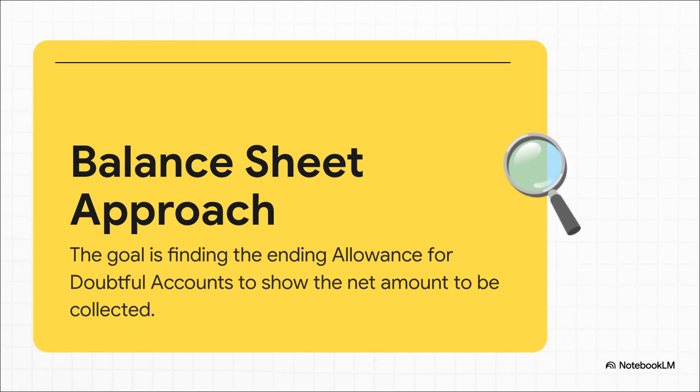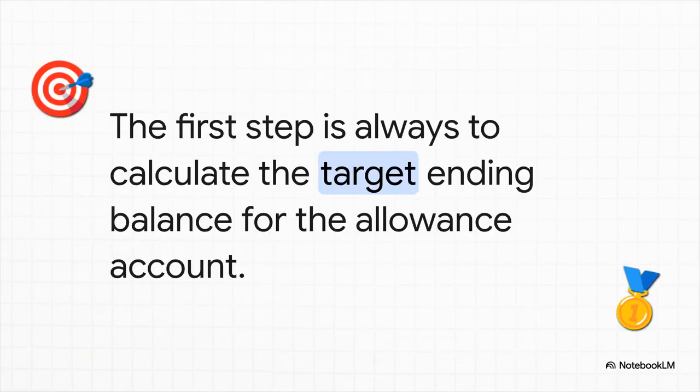We're trying to figure out the exact amount we probably won't collect, so our balance sheet is as accurate as humanly possible. So, knowing that, our first step is always the same. We need to calculate our target, our goal, the exact ending balance we want for our allowance account. Let's see exactly how that's done.